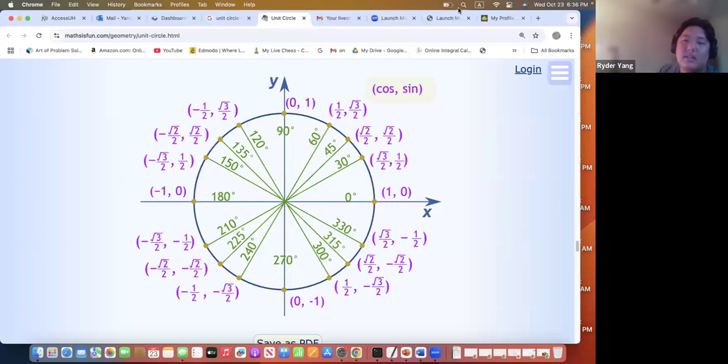I just look at this 30 degrees and then look at the x coordinate, because cosine matches with the x coordinate. And so cosine 30 degrees would be root 3 over 2. Okay. So show me the detail. How you got that?